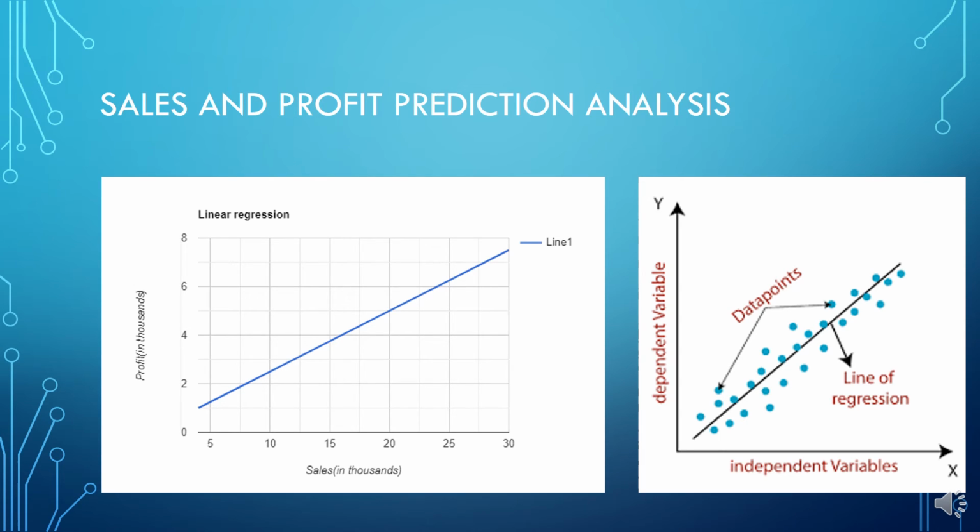So here you can see the linear regression XY plot where the volume of sales has been shown on the x-axis and its corresponding profit has been depicted on the y-axis, and we have drawn the corresponding sales and profit straight line.